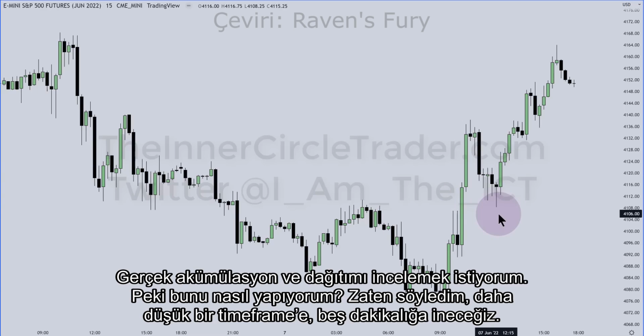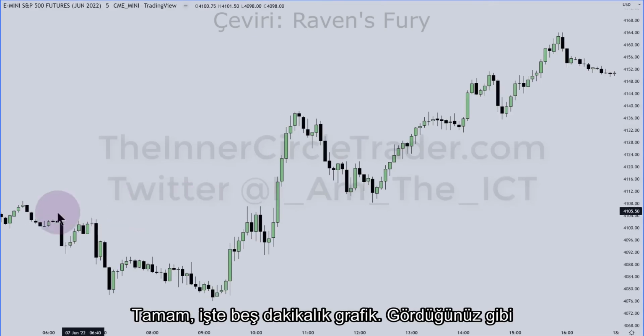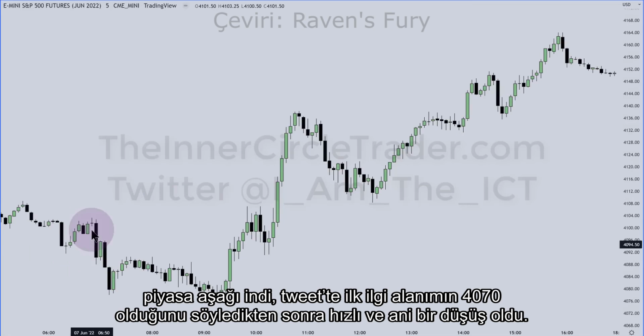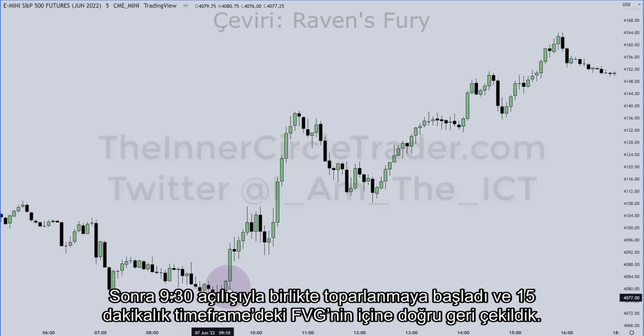I want to study real accumulation and distribution. How do I do that? I've already told you. We're going to go into a lower time frame, the 5-minute chart. So here's the 5-minute chart. As you can see, the market did drop down. It did a real quick, sudden move after I tweeted saying that my initial interest was 40.70, and it started drawing lower. And then it went one more time here at 10 after 9, took out that short-term low there, and then it started rallying higher at 9:30's opening.